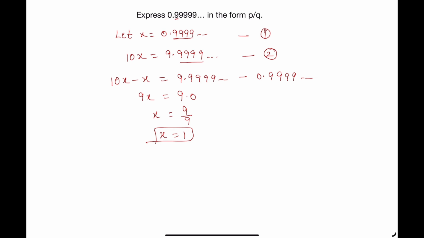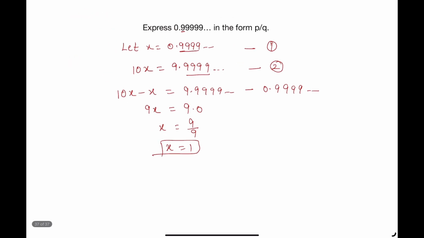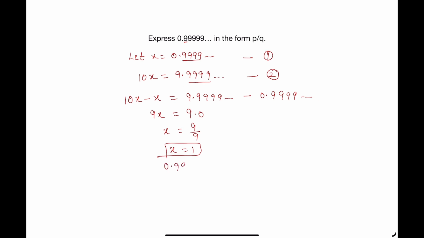So we started with x equals 0.999 and so on, and now we have shown algebraically that x equals 1. Therefore 0.9999 and so on is equal to 1.